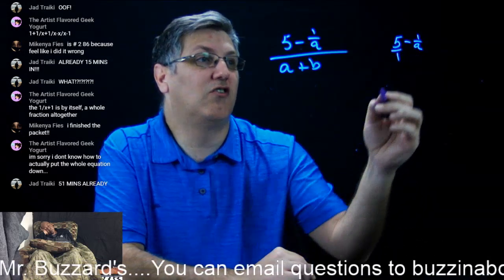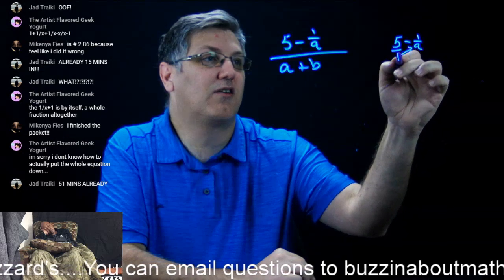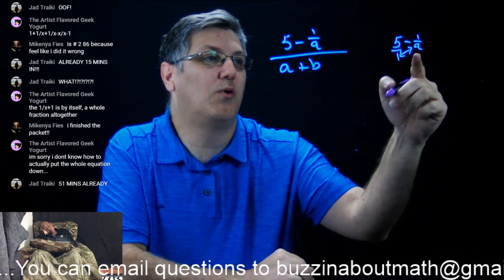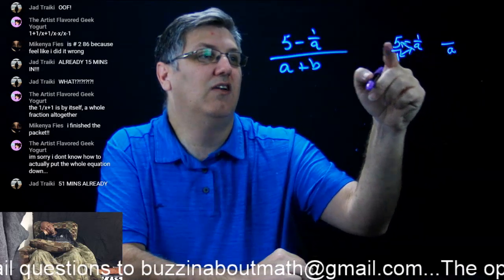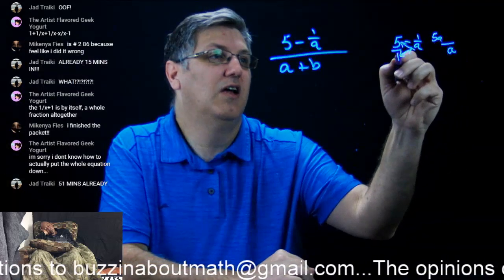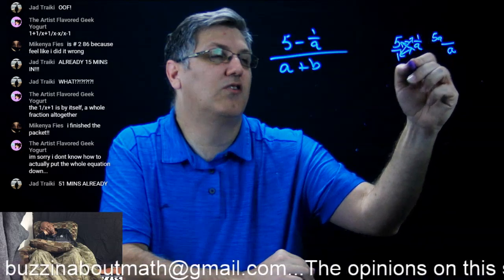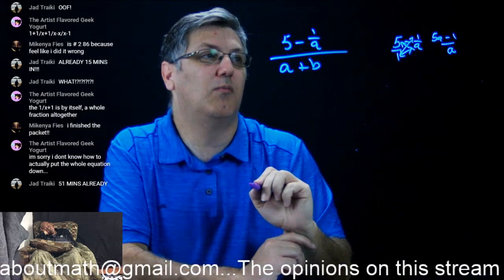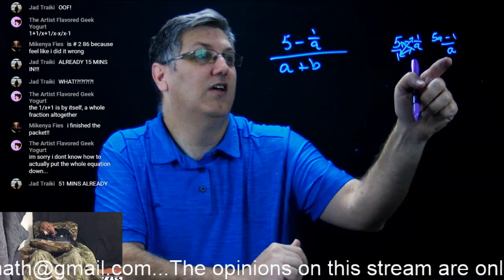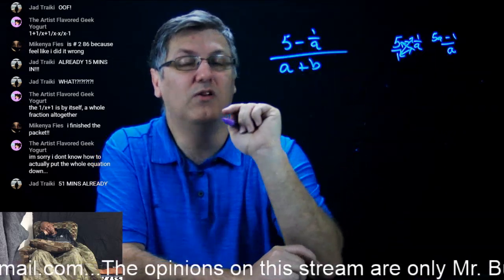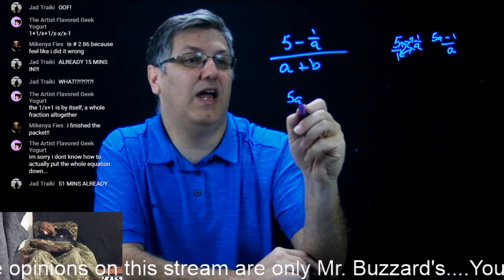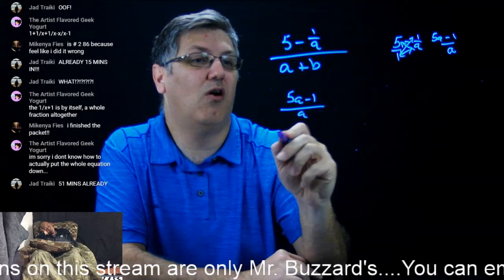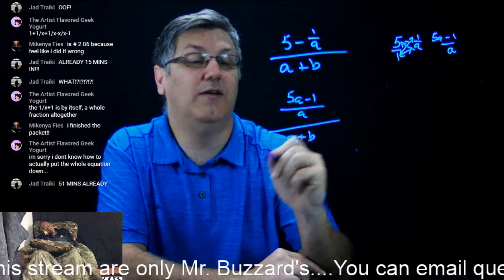The way I actually teach my kids to subtract their fractions is multiply your denominators. Well, 1 times a is a. Then we're going to multiply up. A times 5 is 5a. And multiply up here. 1 times 1 is 1, with my minus sign in between. So this top is my numerator once you subtract those fractions. So now I have 5a minus 1 over a, all over a plus b.